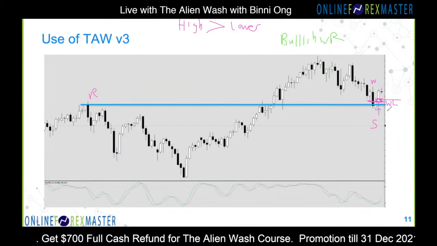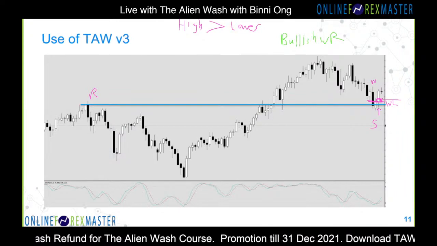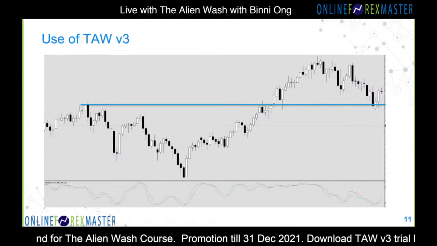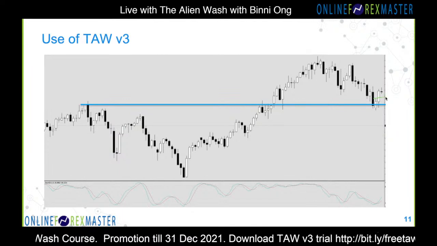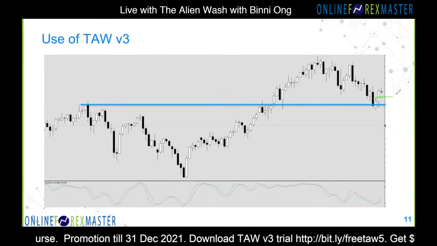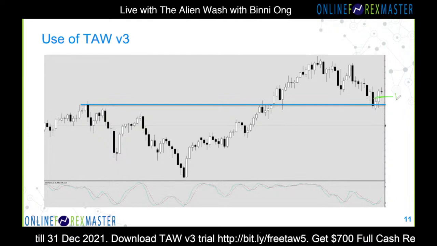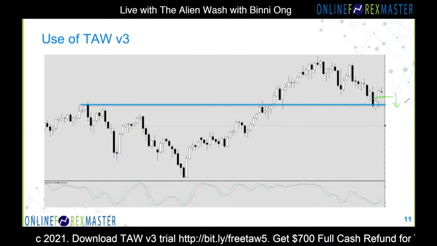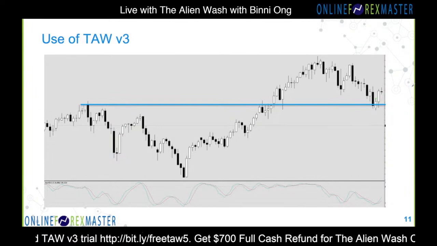But because of the ability to be flexible, we are also able to draw in the green color wash line, which represents a sell. So this is our green color wash line, meaning that if price doesn't hold above that green color wash line and closes back below, that becomes our sell trade. So this is how flexible we are with wash and rinse.